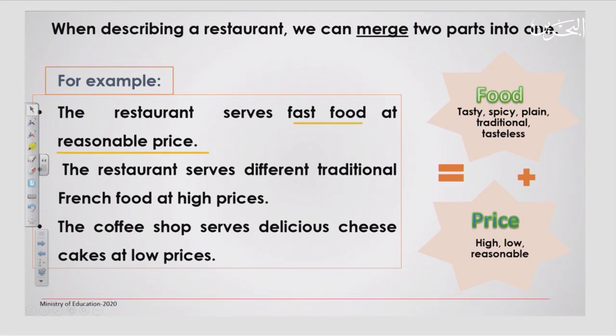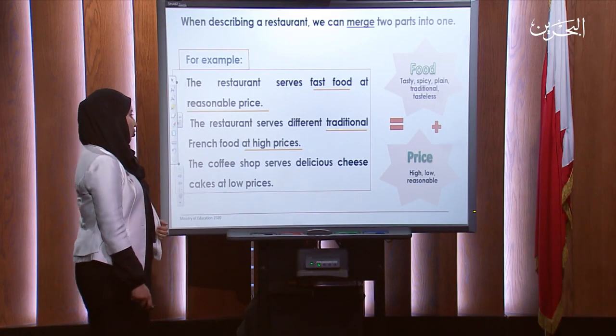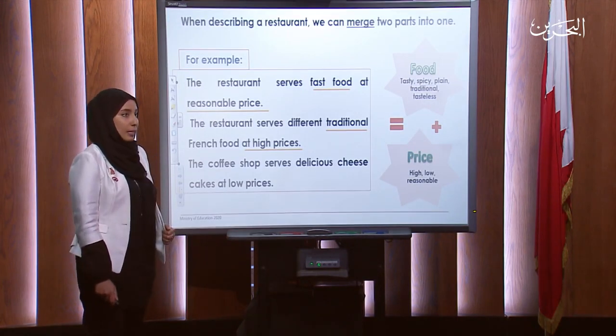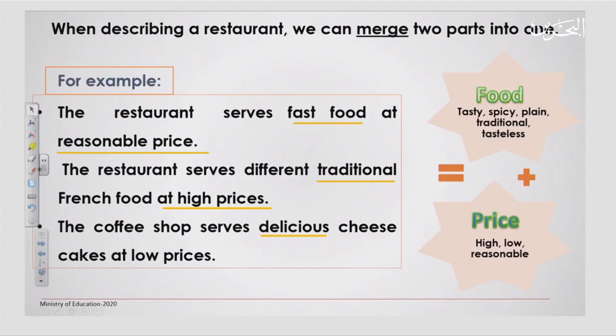What is the type of the food? Traditional French food. The price? High prices. Now, similarly, the next sentence, the coffee shop serves delicious cheesecake at low prices. What is the type of the food? Delicious cheesecake. The price? Low prices.